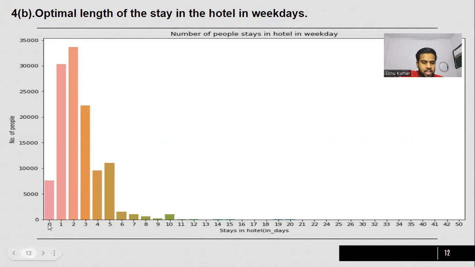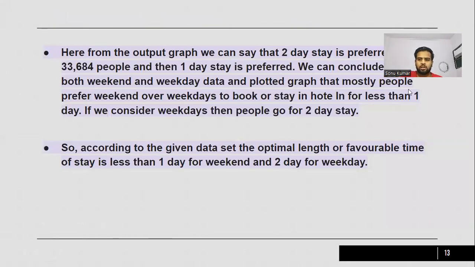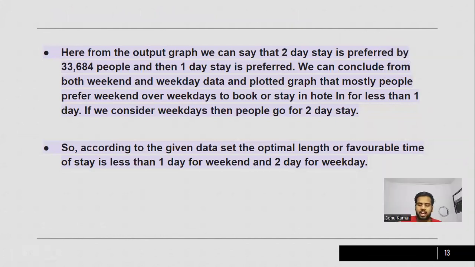In this graph, we can see 0, 1, 2, 3, 4, 5, 6, 7, 8, 9, 10. We can see that the highest number of people is at the second day, coming between 30,000 and 35,000, and the least number of people is at the 11th, 12th, 13th day and so on. From the output graph we can conclude that the second day is preferred, followed by the 1 day.